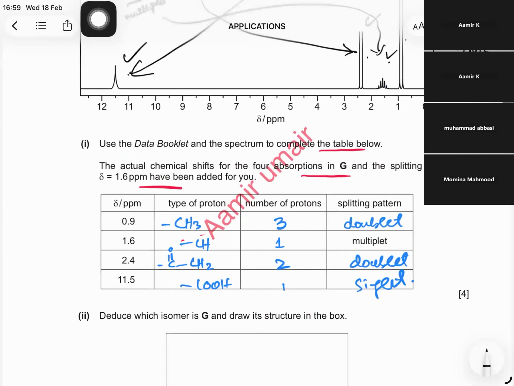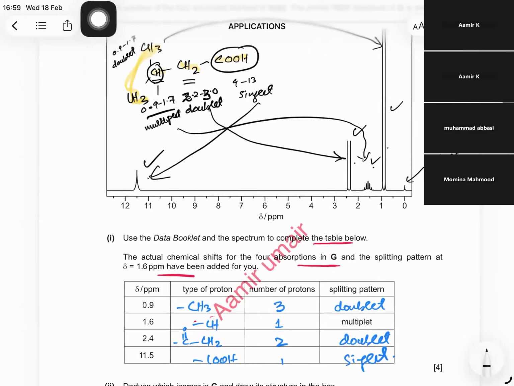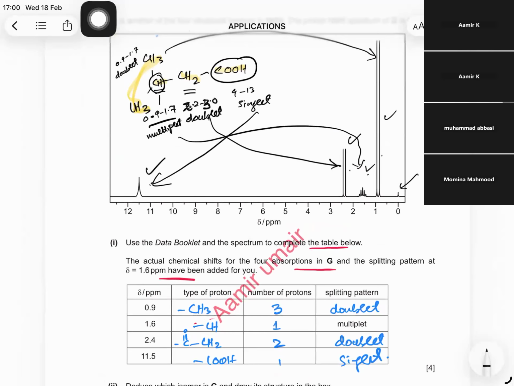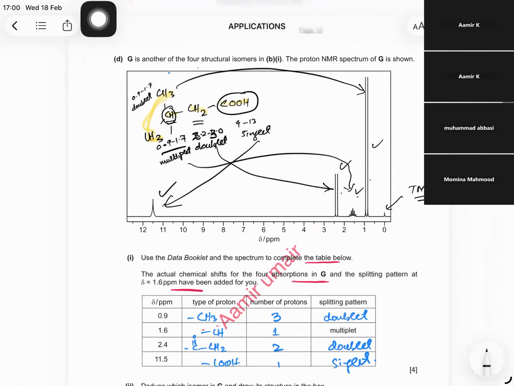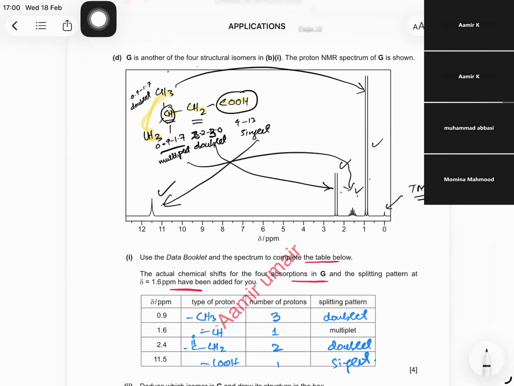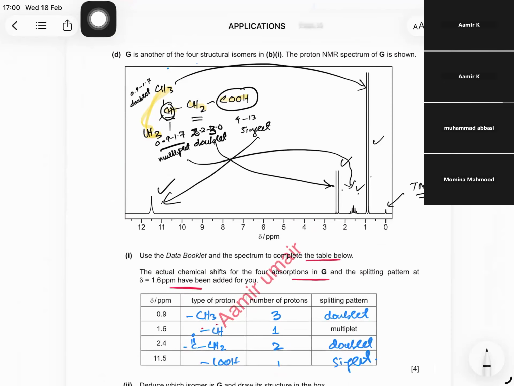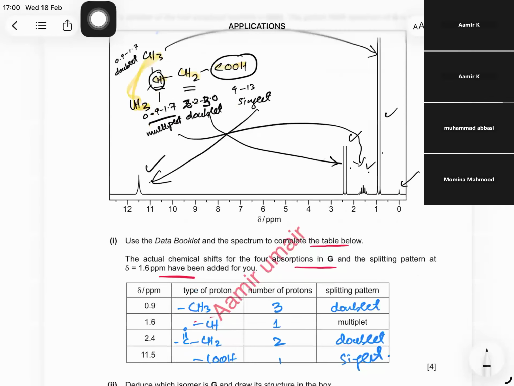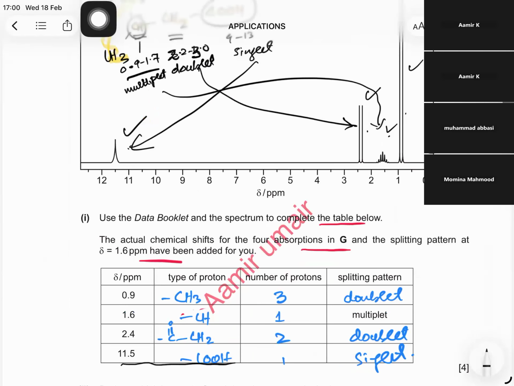And now you have to fill this data. So 0.92 is due to CH3. Number of protons is 3 and it is a doublet. Then at 1.6 there is 1 proton and it is a multiplet. Then CH2 next to CO is at 2.4, number of protons 2 and that is doublet. And finally 11.5 is due to COOH, 1 proton and singlet. Okay, you just fill the data in the table which we just did.